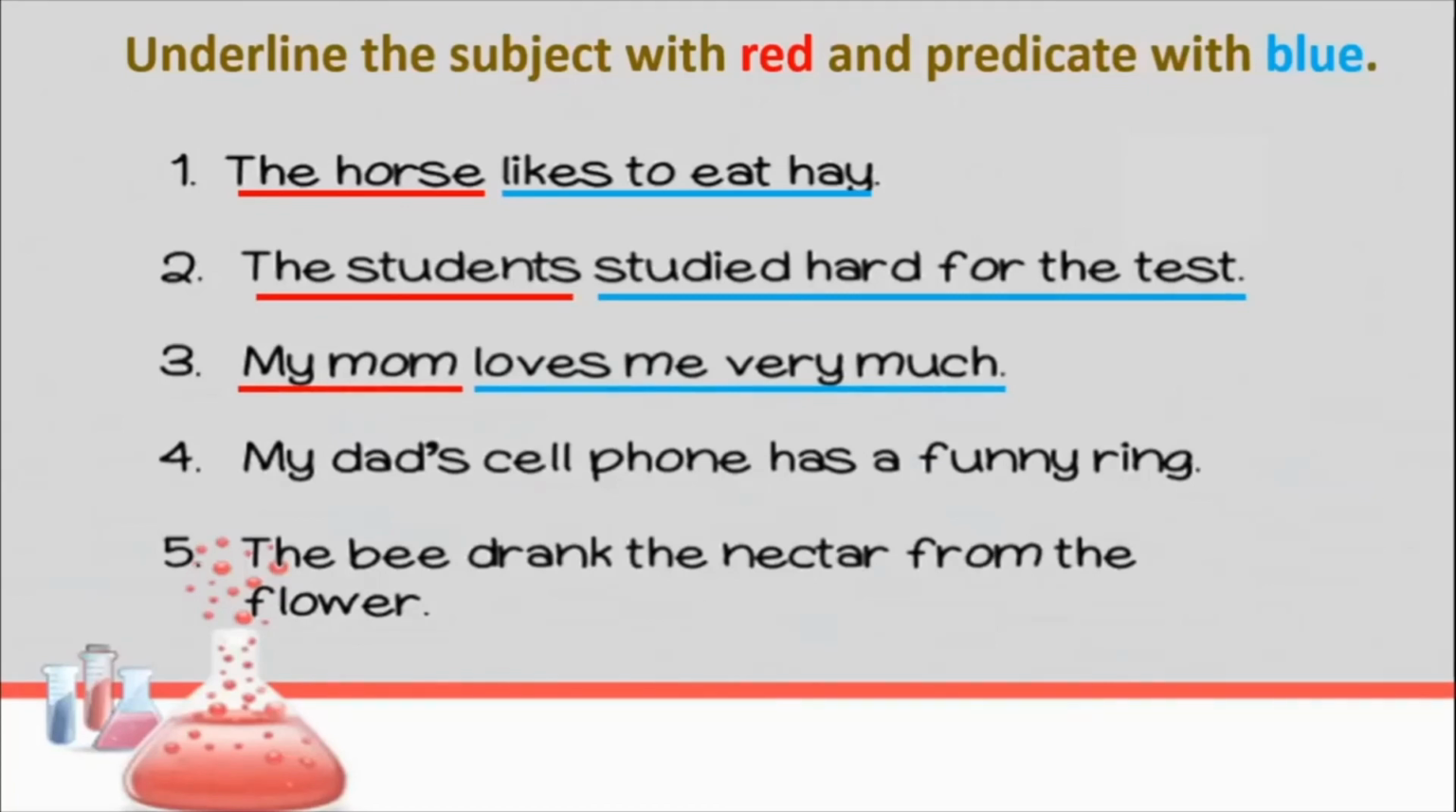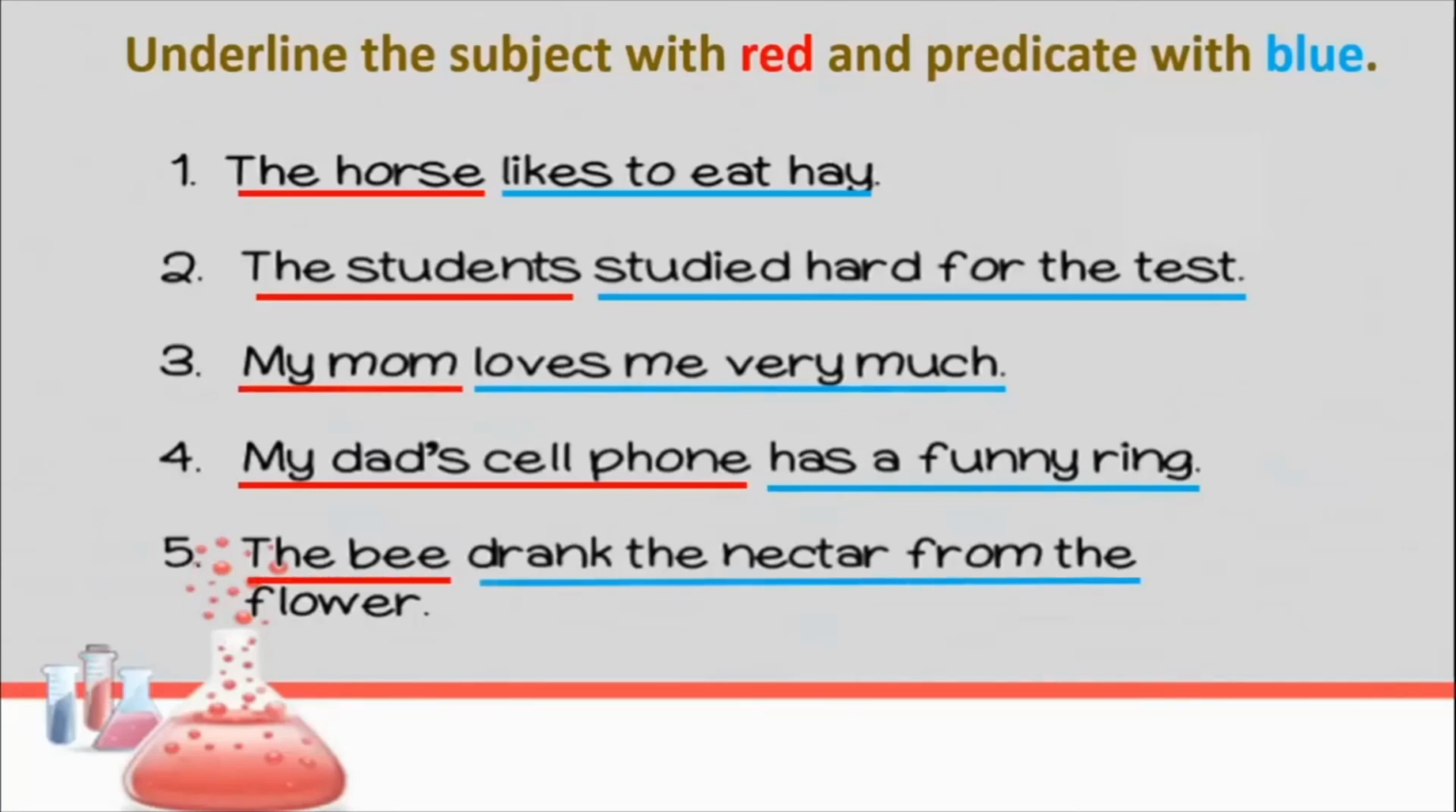My dad's cell phone has a funny ring. So this sentence is not about my dad, but it is about my dad's cell phone. Therefore, my dad's cell phone is the subject. I've underlined it with red. And has a funny ring is the predicate. The bee drank the nectar from the flower. So the bee is the subject. Drank the nectar from the flower is the predicate.